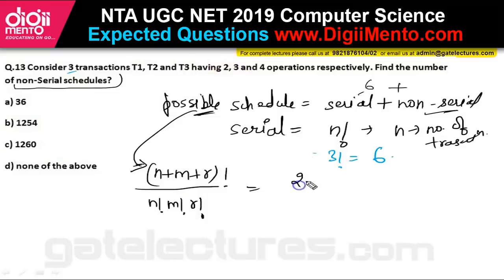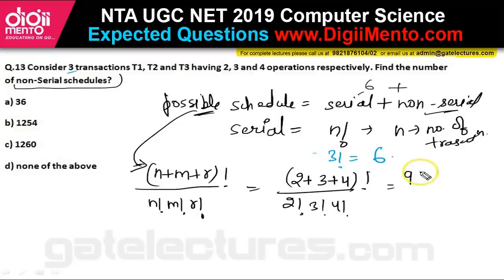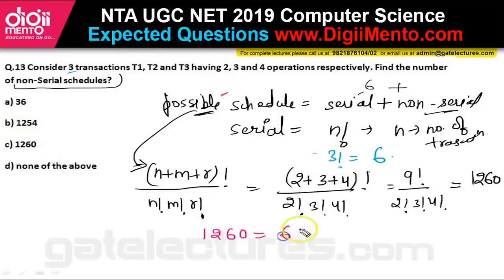The first one is performing 2, the second one is performing 3, and the third one is performing 4, divided by 2! 3! and 4!. So it is 9! upon 2! 3! and 4!, which comes to 1260. So the total possible schedules are 1260, out of which the serial schedules are n!, meaning the number of transactions, so it is 6, plus the non-serial schedules. So the non-serial schedules will be 1260 minus 6, which is 1254. So B is the right answer here.